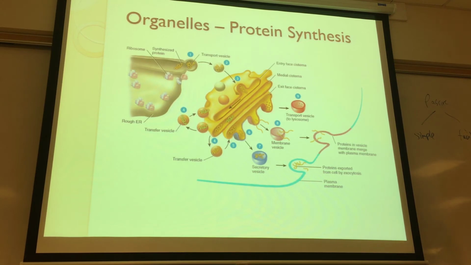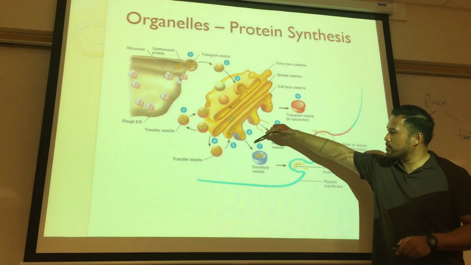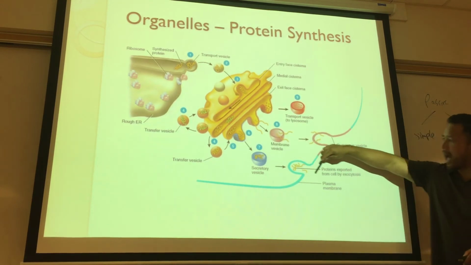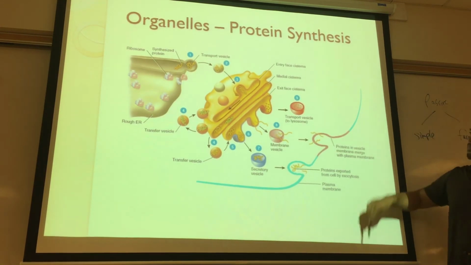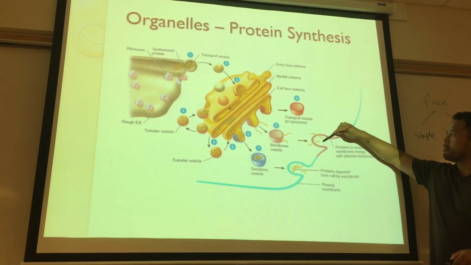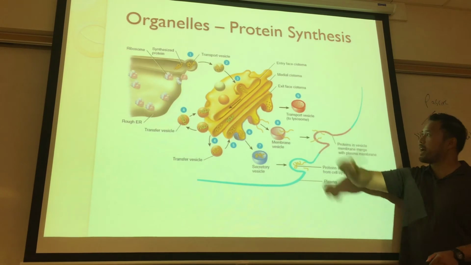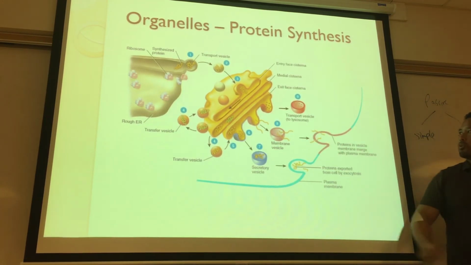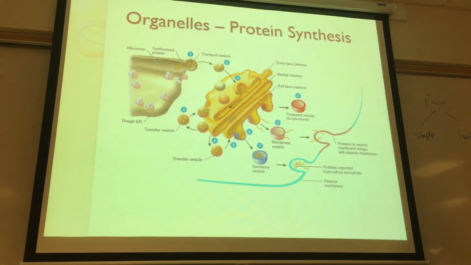And that protein can take one of three pathways. A secretory vesicle, where it can get secreted out of the cell; where that protein can become part of the cell membrane; or this last one, the transport vesicle, to the lysosome, where it can get destroyed.